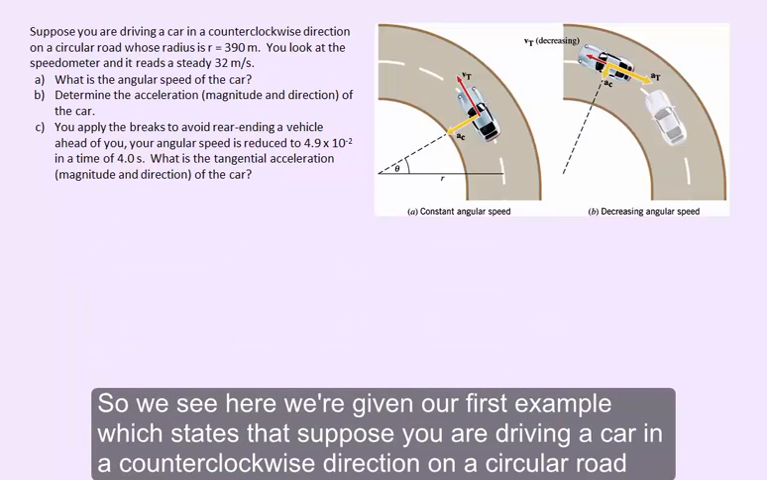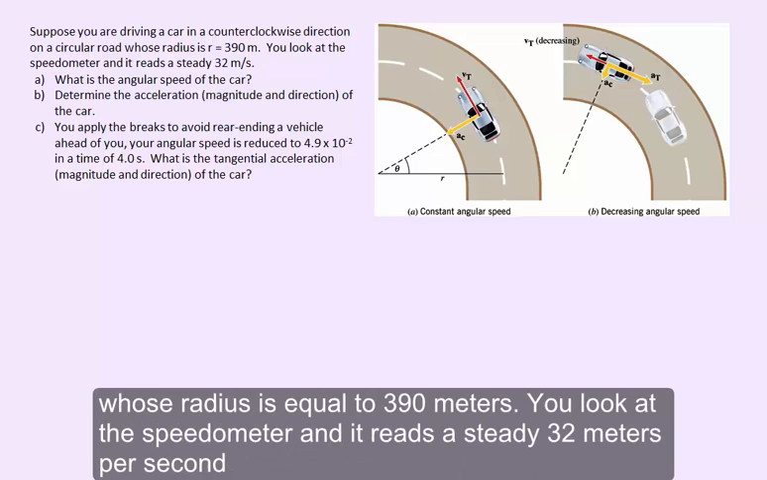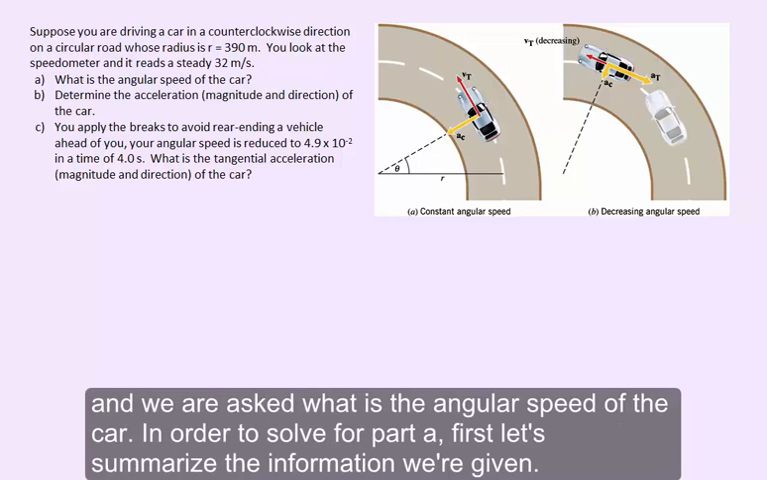So we see here we're given our first example, which states that suppose you are driving a car in a counterclockwise direction on a circular road whose radius is equal to 390 meters. You look at the speedometer and it reads a steady 32 meters per second. And we're asked, what is the angular speed of the car?